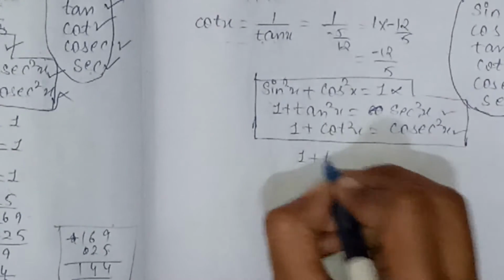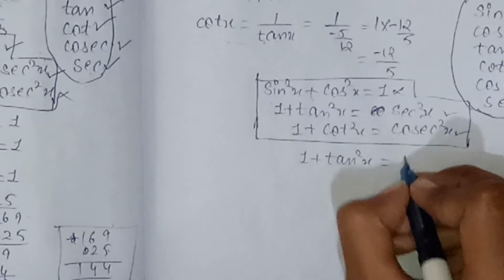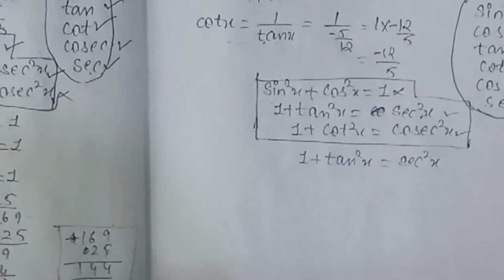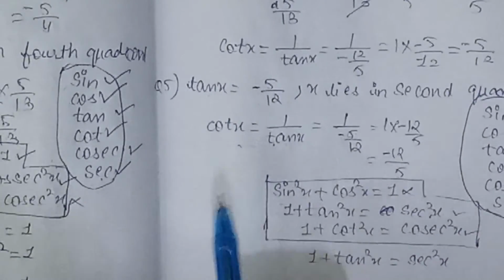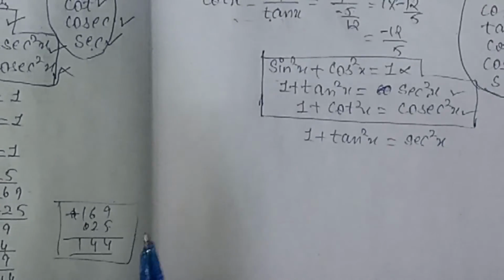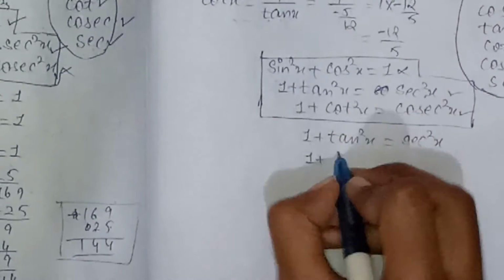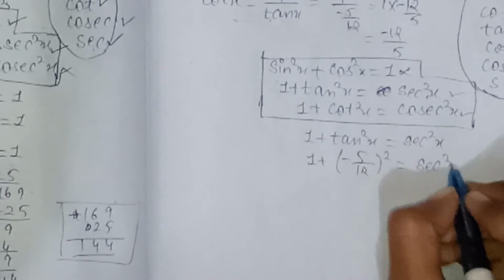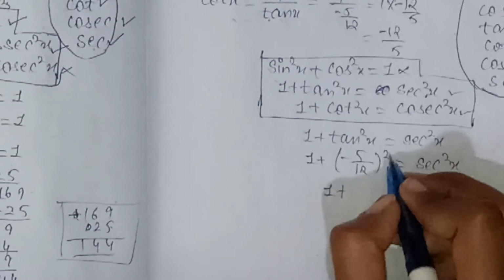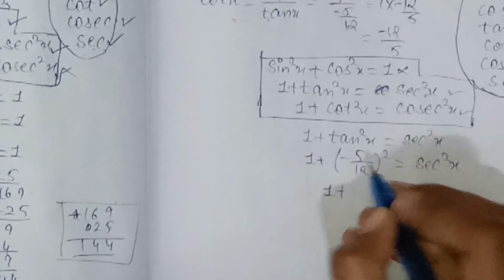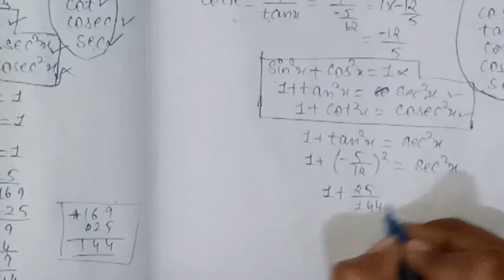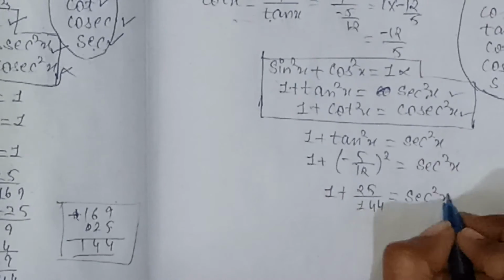So 1 plus tan square x is equal to secant square x. We know the value of tan; in the question they have given minus 5 by 12. So 1 plus minus 5 by 12 whole square is equal to secant square x. As I said, when the power is even, the minus becomes plus. So 5 square is 25, 12 square is 144. So secant square x.